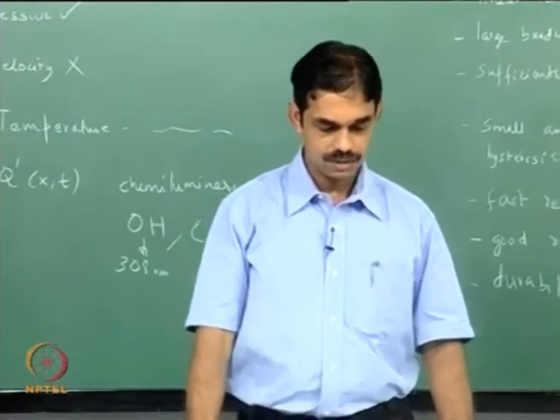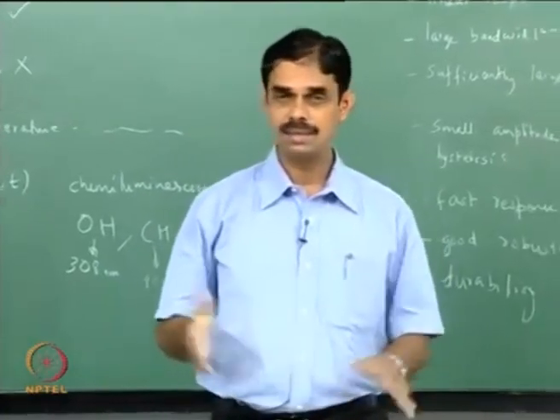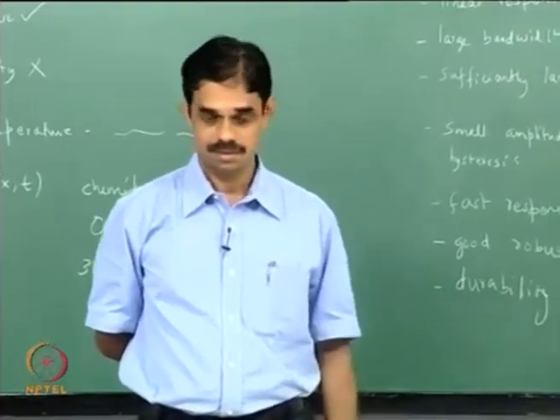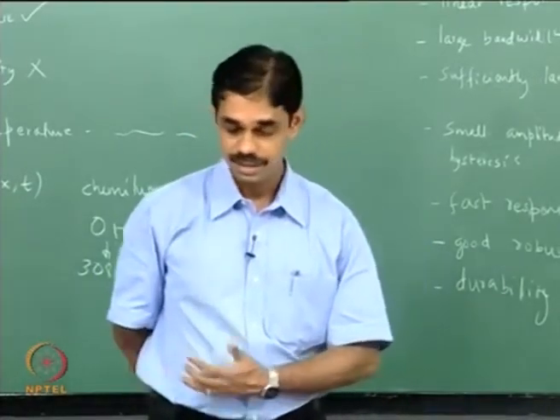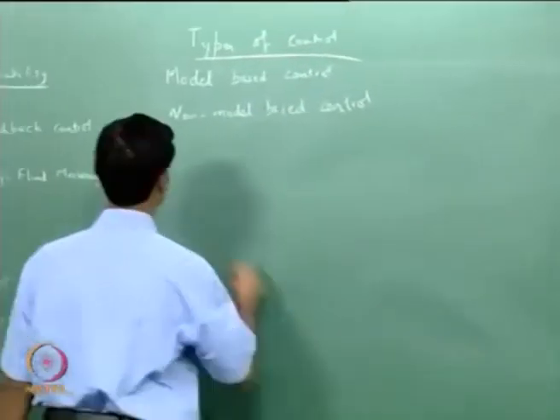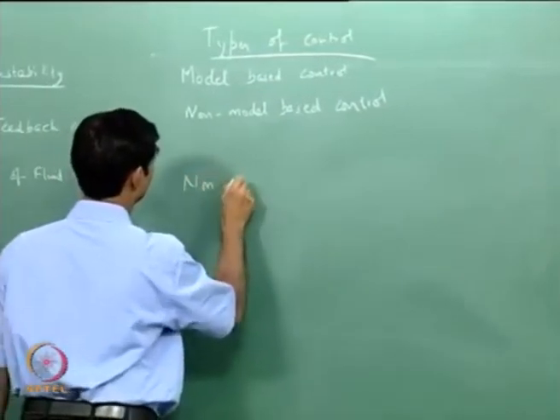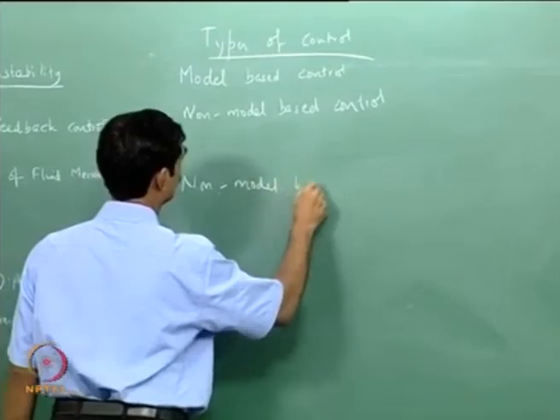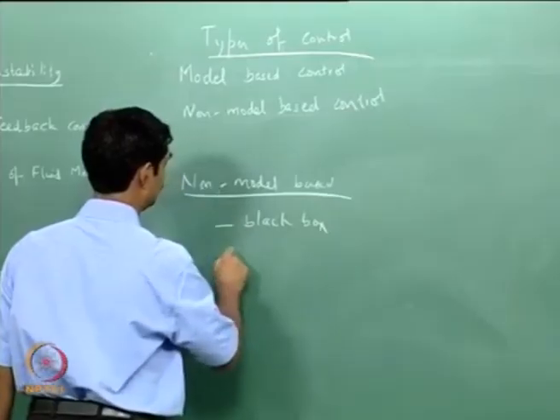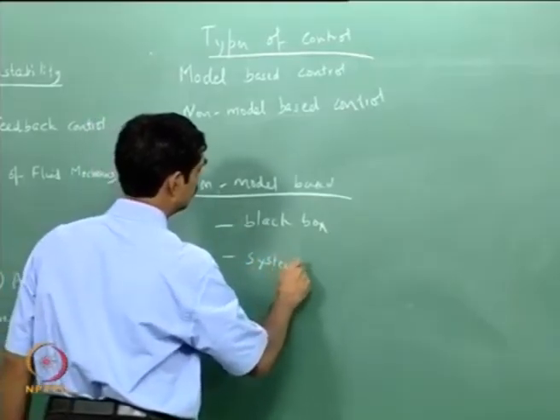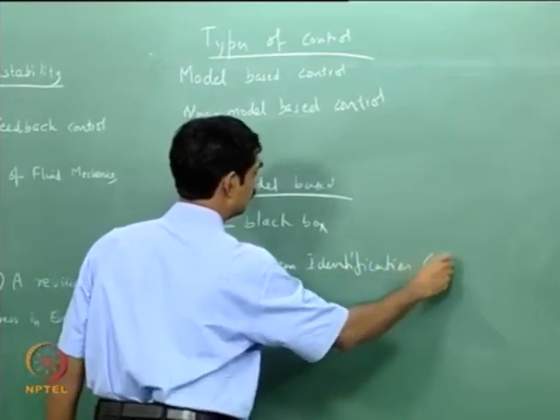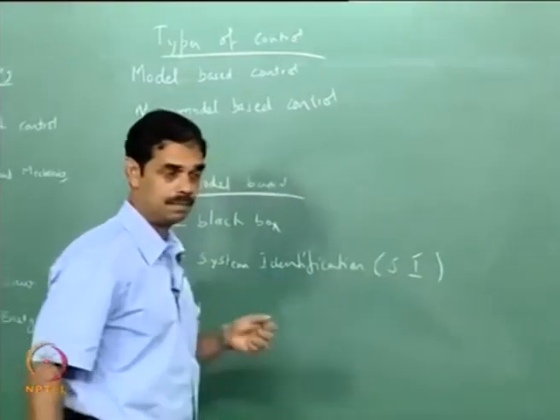The non-model based control design treats the system as a black box, and then we have to learn its behavior. That is called a system identification procedure. So you treat it as a black box, and then we have system identification to find out about its behavior.